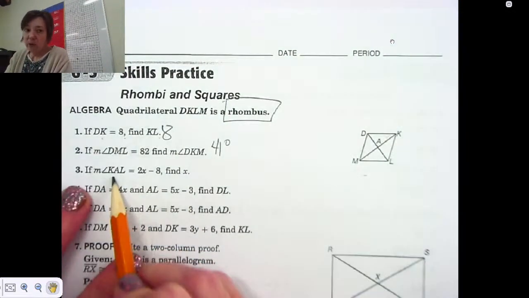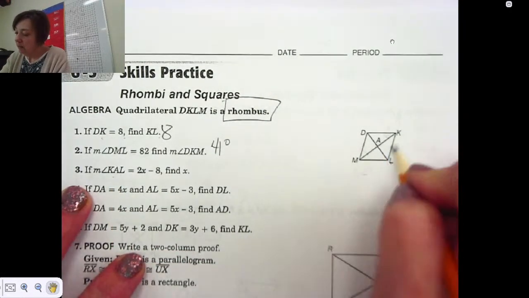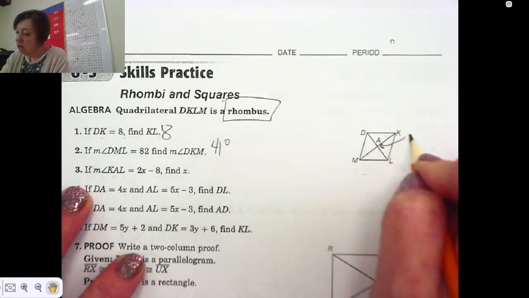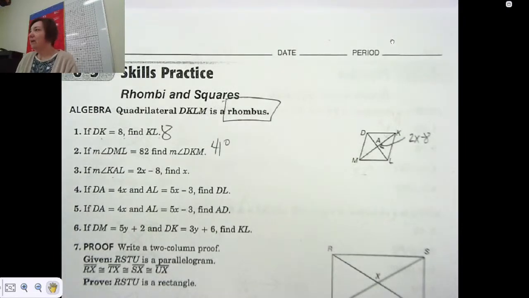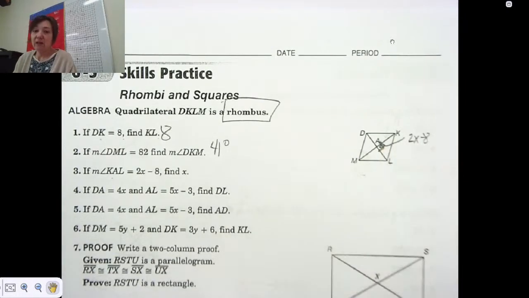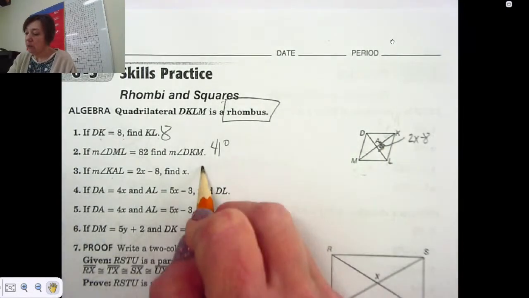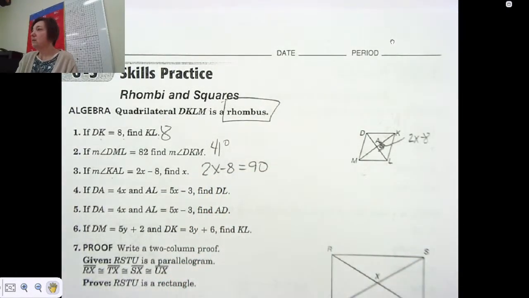If the measure of angle KAL, that's this angle right here, is 2x minus 8, find x. Now, I know at first you're thinking, what? I don't know anything else. But you do. Remember, the diagonals on a rhombus are perpendicular. That means that we know the measure for that angle is 90 degrees. So we can set up a little equation where 2x minus 8 equals 90 degrees. And then all we have to do is solve it.